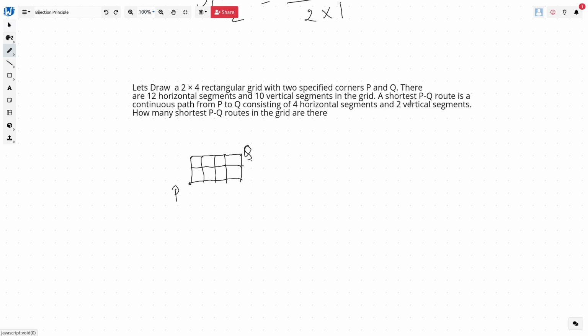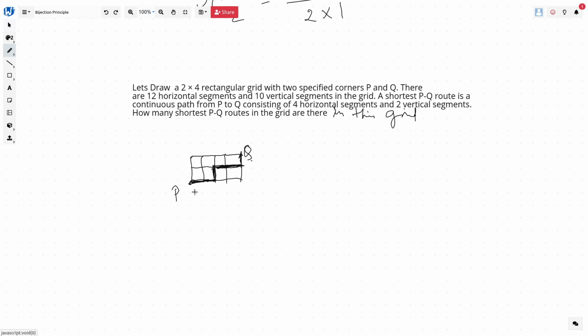So in the grid, a shortest path from P to Q is a continuous route from P to Q consisting of 4 horizontal segments and 2 vertical segments. Let's try to draw such a shortest path. We have to have 4 horizontal segments, so we go from here, then we move here. Then we move one vertical, and again 2 horizontal here. So there are 4 horizontal segments and 2 vertical segments. This could be one of the shortest paths between P and Q. So how many such shortest PQ routes are there in this grid?